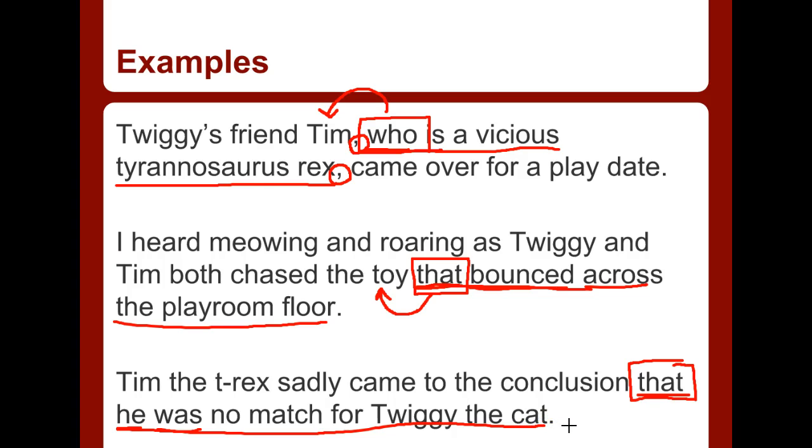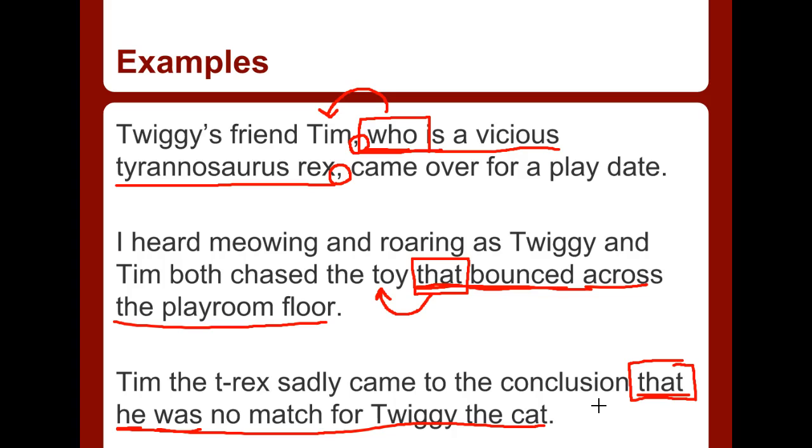We go all the way out there, and again, I can remove it, and I'm left with a grammatically correct sentence. Tim the T-Rex sadly came to the conclusion. I could technically put a period there, and it's a grammatically correct sentence, but of course we don't understand what conclusion he's coming to because we need the adjective clause. It is essential, you might say. Therefore, there are no commas.